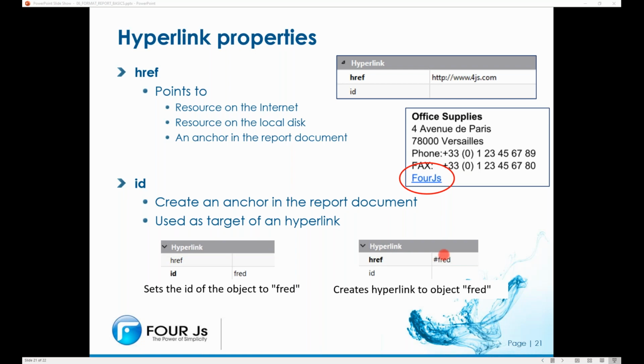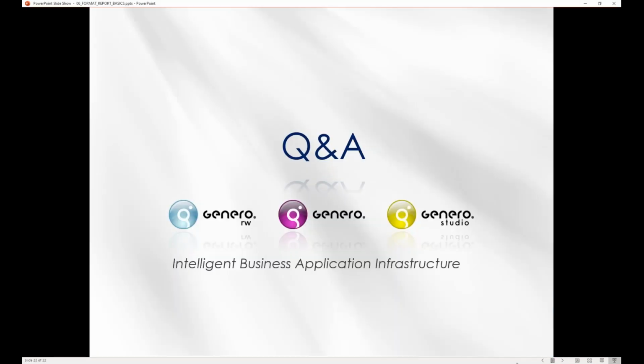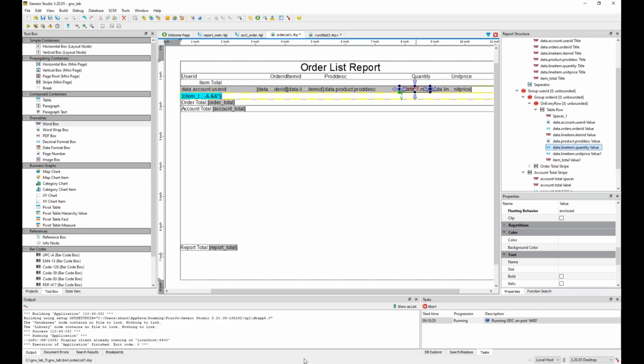link to. So this is where you want to have a report, and at some point in the report, you're going to put a link. When they click on that link, you want it to navigate to some other part of the report where you've set up an ID of an object equal to Fred. So that's the idea of going out there and starting to use the properties.